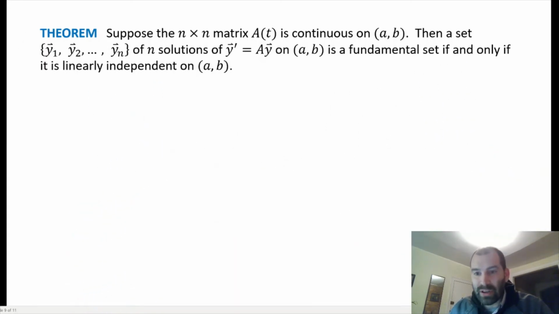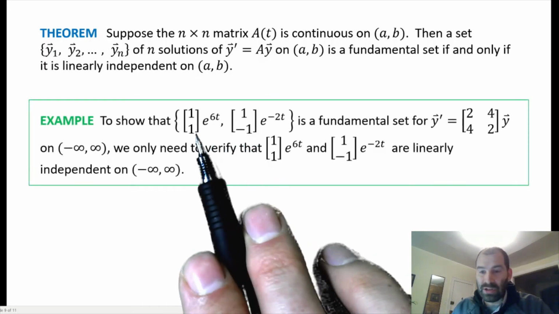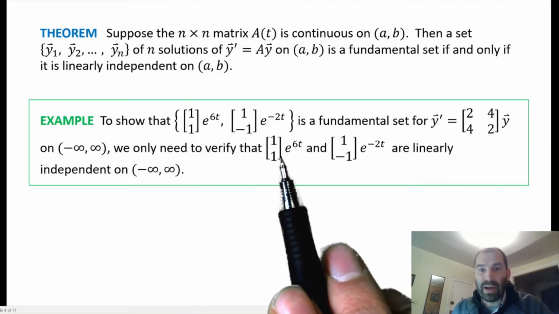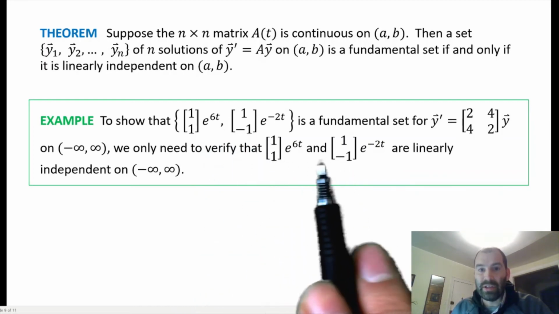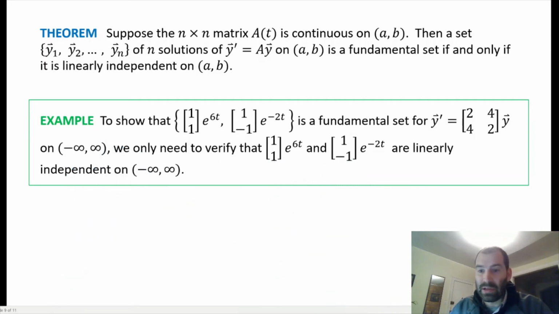So this is why we talked about linear independence. To verify that something is a fundamental set, all we need to do is verify that it's linearly independent. So for instance, to show that this was a fundamental set, what we would need to do is verify that these guys are linearly independent. And you can actually do this on the interval negative infinity to infinity. How do you do that? Well, we're getting there.